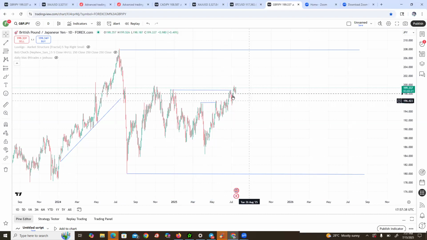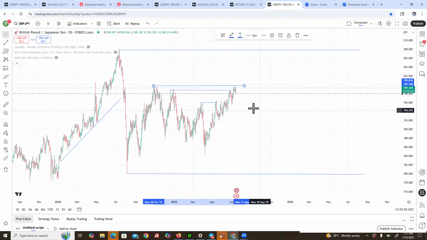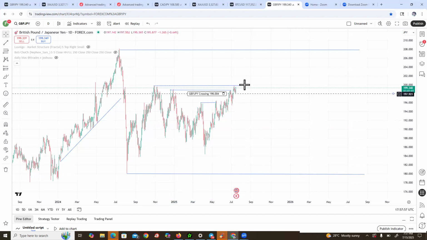Immediately it tapped. What happened? It came down. Are you seeing it? So now the market is going to clear this last high. All these are your internal range. They are all liquidity. So now the market is going to clear this now. Once it clears, it will come back.